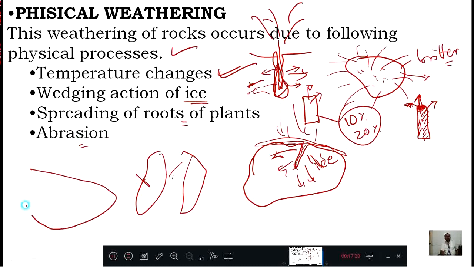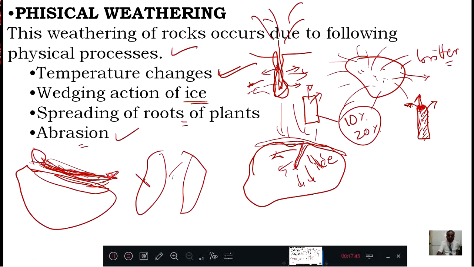Abrasion means moving here and there. For example, people will move here and there continuously, animals will move, and because of the wind, some particles will come, hit and move. Like that, the upper part will get eroded. That also you will observe. These are all physical processes of weathering.